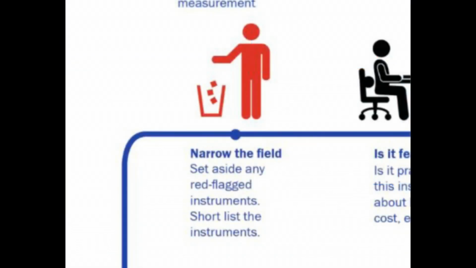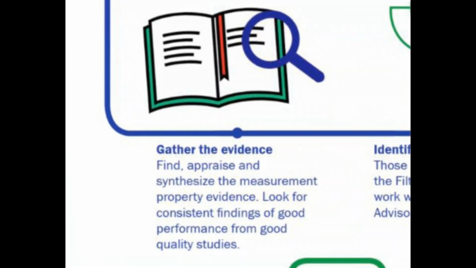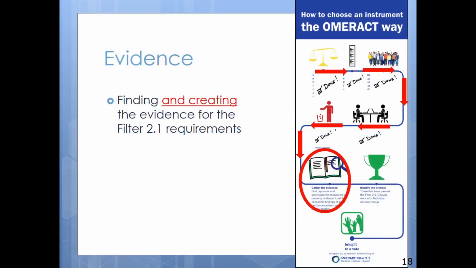We now go into the evidence searching part, where we try to find, and in OMERACT, we allow creation of evidence to meet the filter 2.1 requirements. And by that, we're going to use the literature and what's available in the literature about the performance of the instrument. But if a gap is identified, for example, perhaps nobody has studied test-retest reliability, then the OMERACT working group itself can design a study, have that approved by the TAG team, and then go ahead and do that study, create the evidence, and include that in their summary table.